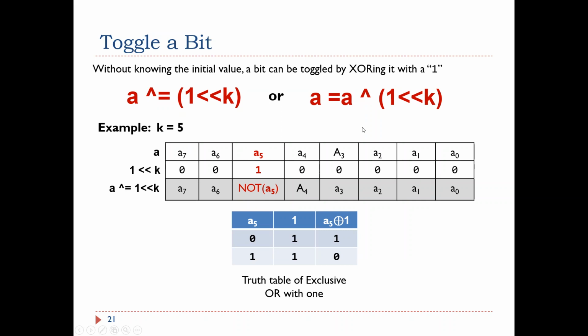Make sense? Yes, but for these examples, was A5 already defined with bit 1 before? No, it's not defined. We're just showing that it can take any value. It can be 1, it can be 0. Okay, thank you. Okay.